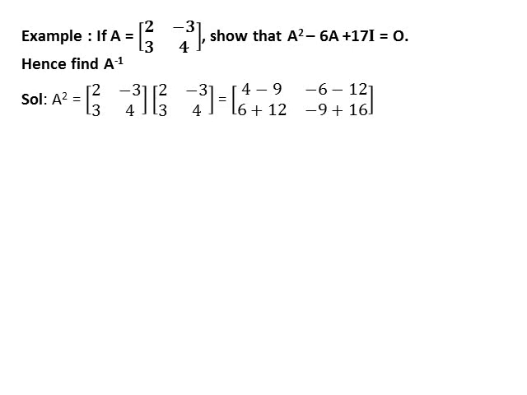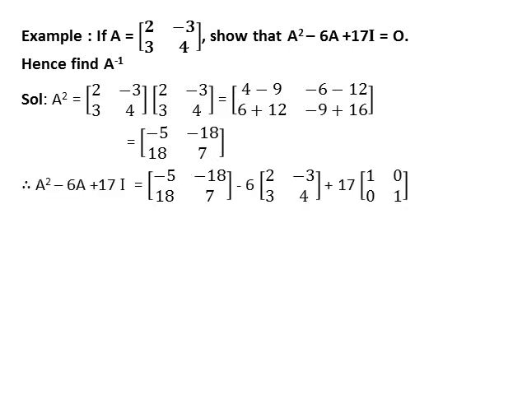First, find A square. To find A square, multiply matrix A by A as shown. After simplification, we get A square equals a square matrix with elements -5, -18, 18 and 7. Now, in the expression A square minus 6A plus 17I, in place of A square, write the matrix obtained already.